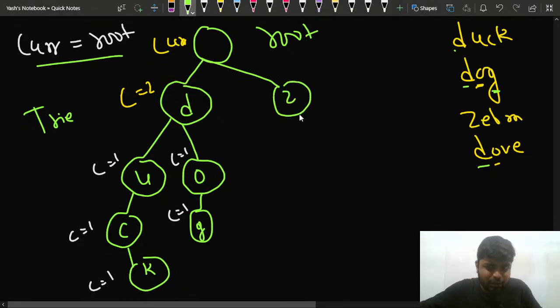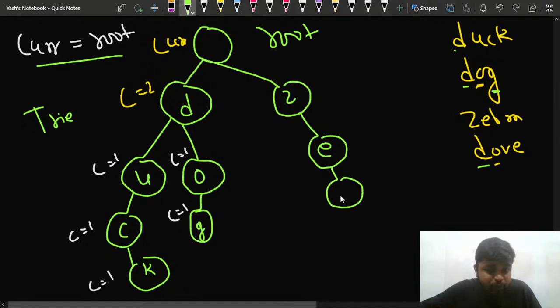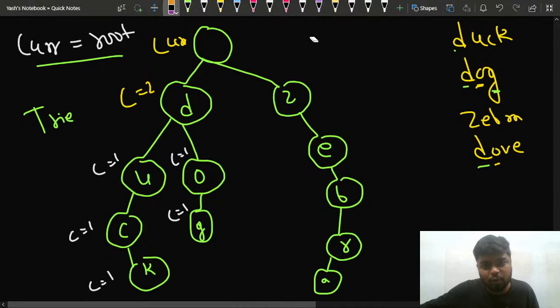Now for this Z also I do not have any E, so I'll insert an E. I'm not explaining this because I've explained for the previous things. Right, I'll have a E. I'll have a B, I'll have a R, and I'll have a A. This is what I'll have. Now the next word that I have. What's the next word that I have? The last word that I have is dove.